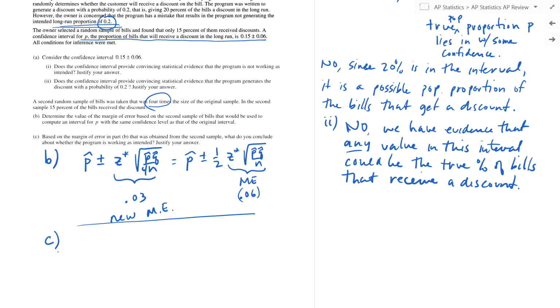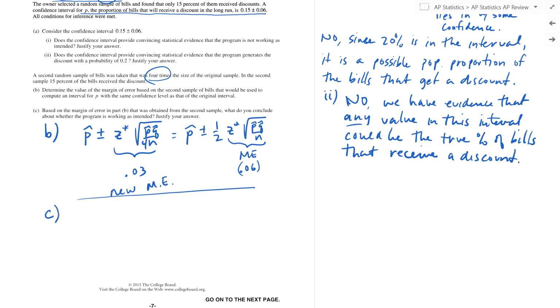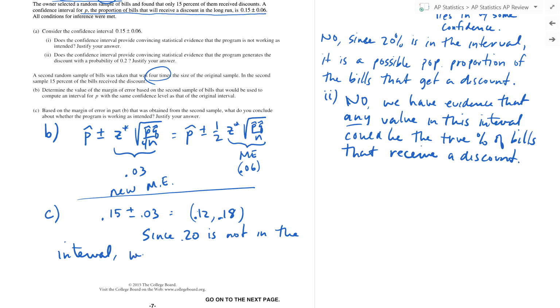And then C, lastly, based on the margin of error in part B that was obtained, what do you conclude about whether the program works as intended? Well, our new confidence interval is 15 plus or minus 0.03, which is 12% to 18%, and since 20% is not in the interval, we have evidence that the program is not working as intended.